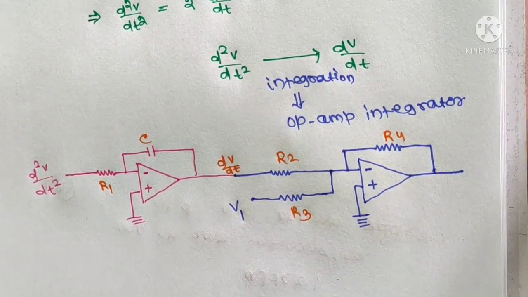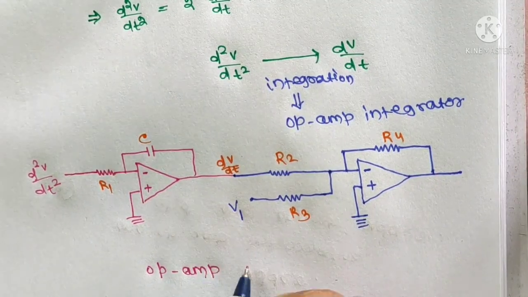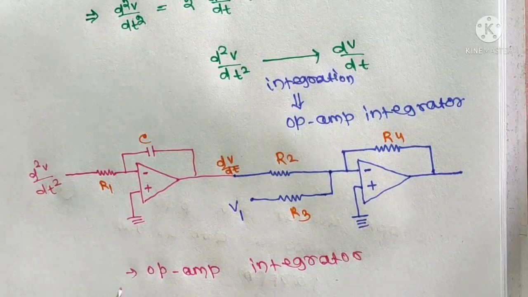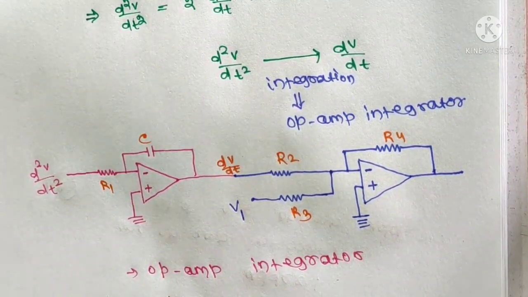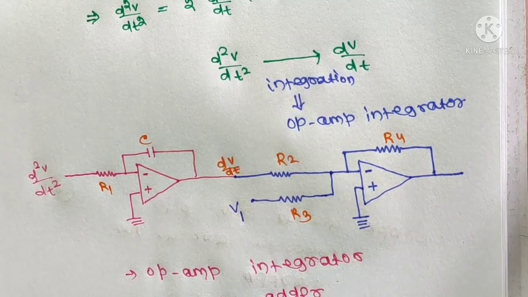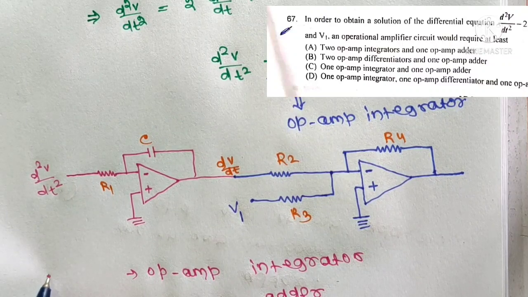So we need 1 op amp integrator and 1 op amp adder. So your correct option is option C.